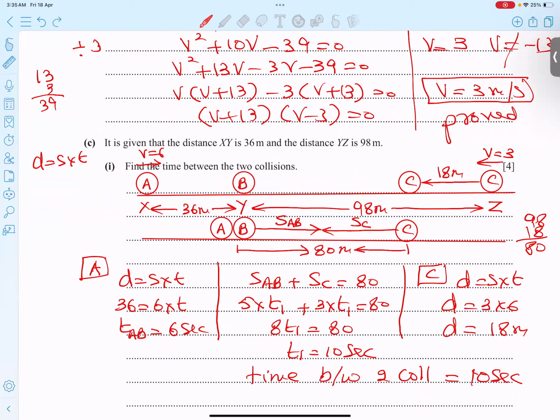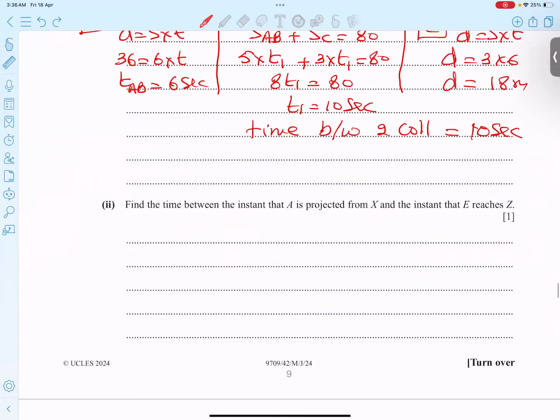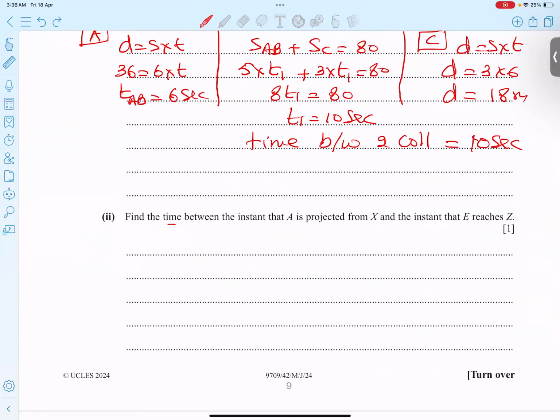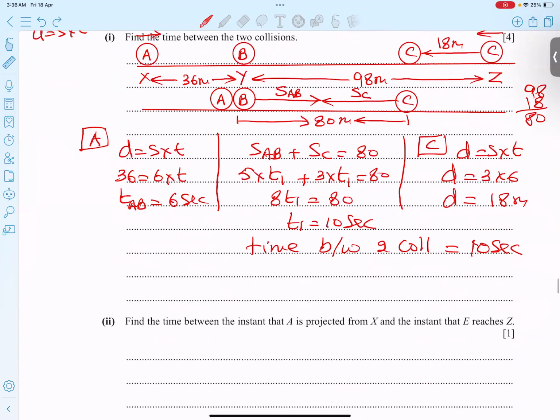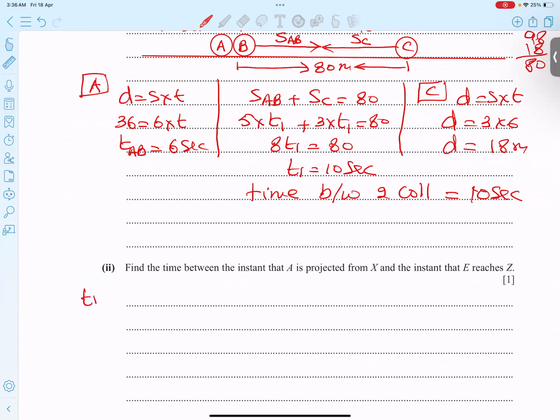So it means this distance it will travel once again. But how to know the distance? How much distance? That's the main part. The time between the instant when A is projected: the first time is 6 seconds here. Afterwards, we need to find the second time, and this time is 10. So we have two times, and the total time is very clear. First time is 6 seconds, second is 10.